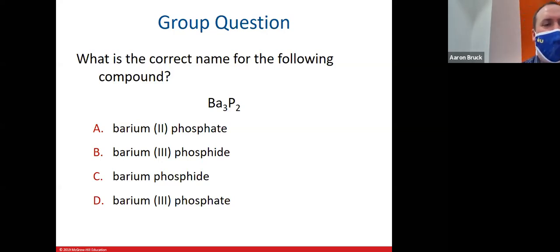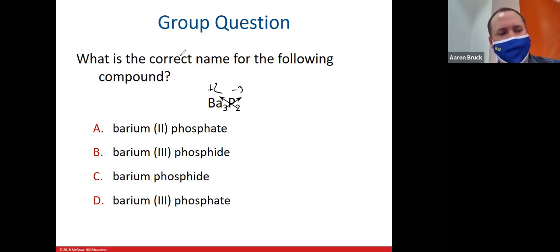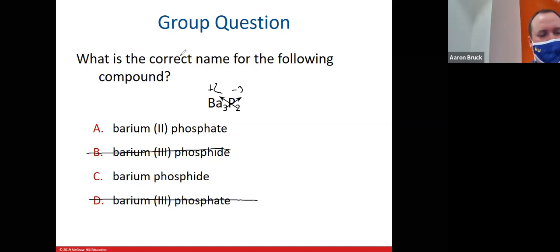Okay. So that's one thing that we could look at. If we're reversing our crisscross, then we would recognize that the phosphide has a -3 charge and the barium has a +2 charge. So from that, we could eliminate B and D because they have the wrong charge for the barium. So now we're between these two.